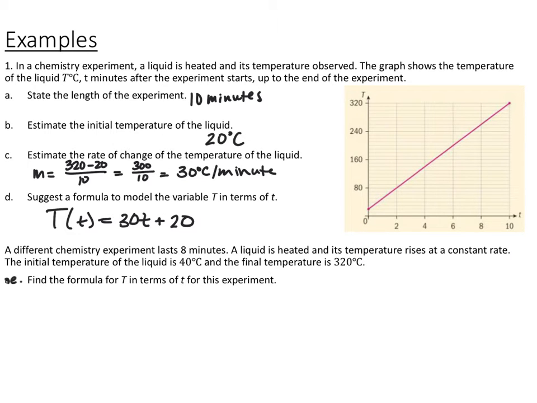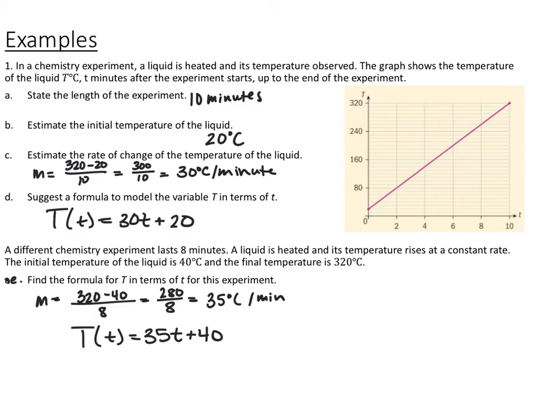A different chemistry experiment lasts 8 minutes. A liquid is heated and its temperature rises at a constant rate, so that means it's linear. The initial temperature of the liquid is 40 degrees Celsius, and the final temperature is 320 degrees. So now find the formula for this new chemistry experiment. Go ahead and pause the video and do part E.